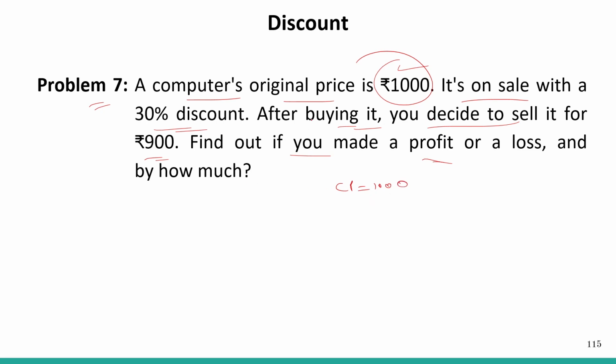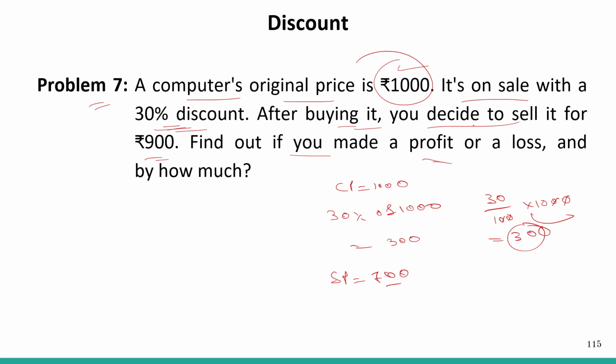Okay, so on sale with that 30% discount. So 30% of 1000 is equal to what? It is 300, because 30 by 100 into 1000. Cancelling the zeros, we are left with 300, right? So the selling price will be what? 700.